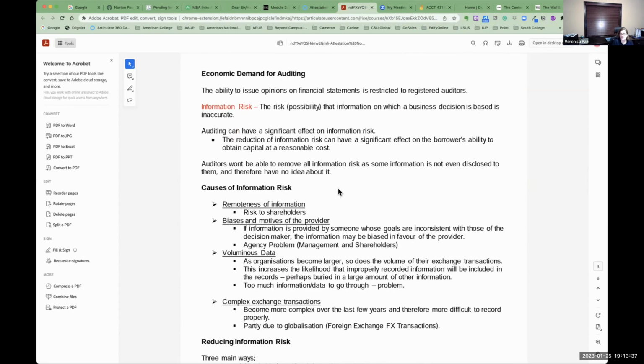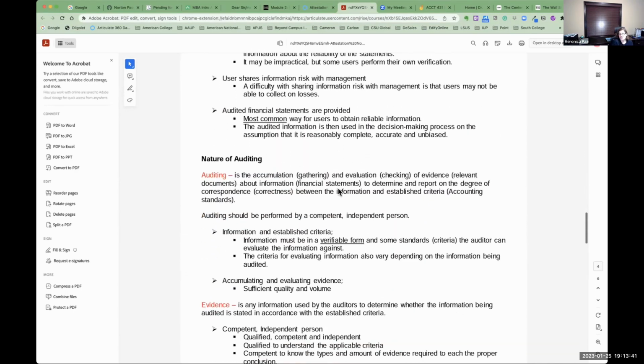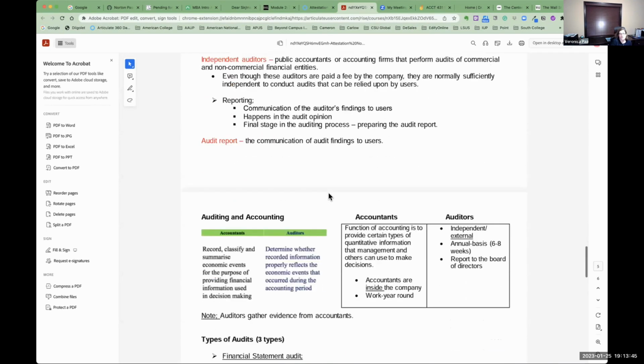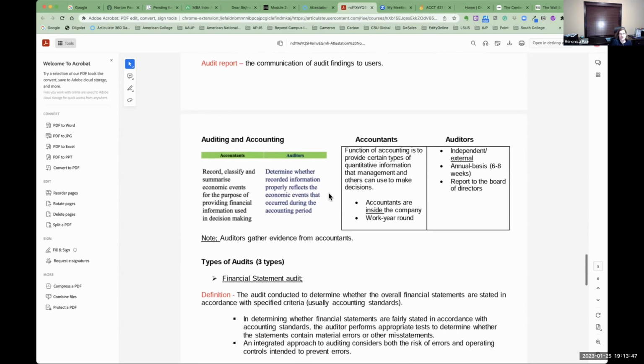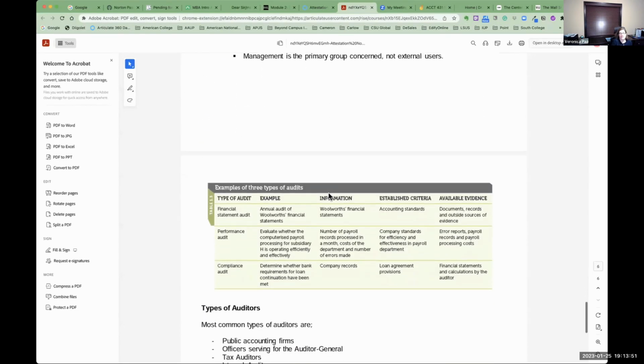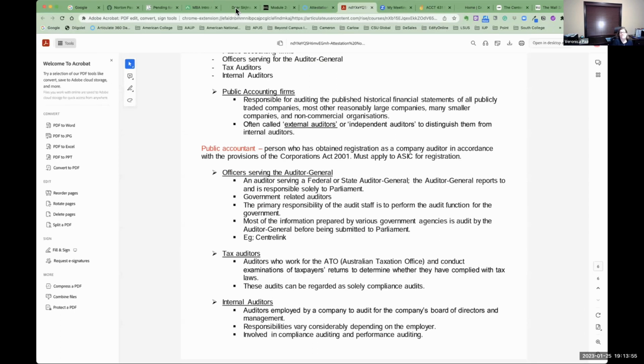You're going to read that offline, but I wanted to provide this to you, along with information risk, because that is going to be on your exam, how we reduce it. And the nature of auditing, just overall general information I tried to put together for you. We're going to talk a little more about the types of audits as well. I think this is a great synopsis of what you should know from this chapter. You're welcome, I gave it to you here.